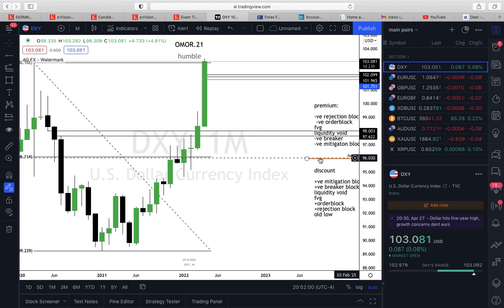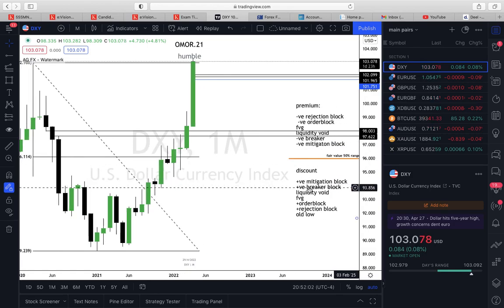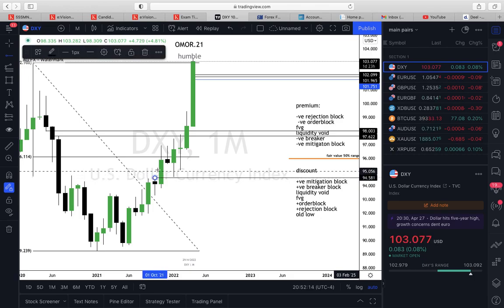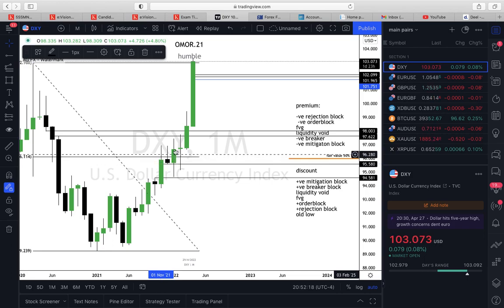Underneath the discount, what's the first thing that we see? You see the liquidity void, right? I mean, not the liquidity void, the fair value gap. From here to here. This one candle goes into it and comes down. And then what happens? This offers a new long idea coming back into the discount.